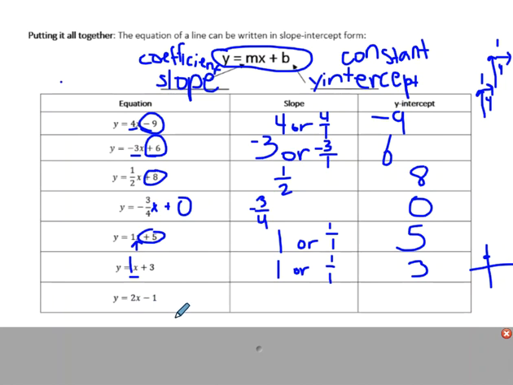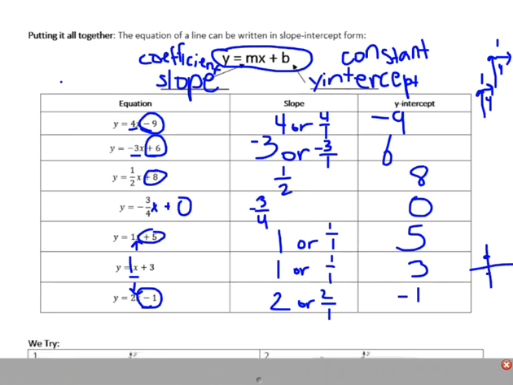And lastly, y equals 2x minus 1. Your slope right in front there, the coefficient, is 2. We could also say that's 2 over 1. Remember, that means I'm rising 2, going up 2, and going to the right or running 1. And be careful here, we have a negative 1, so that means my y-intercept is below the x-axis right here at negative 1. Okay.